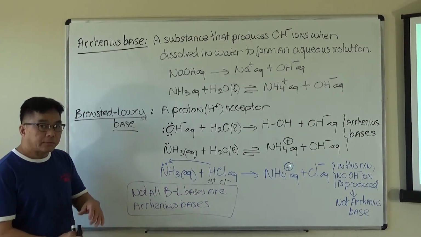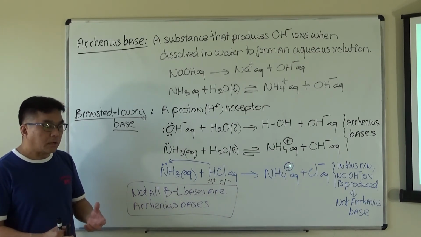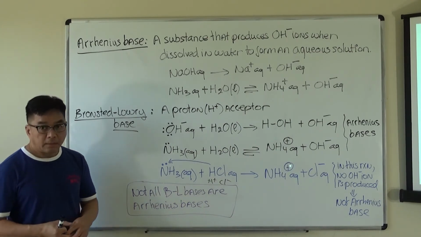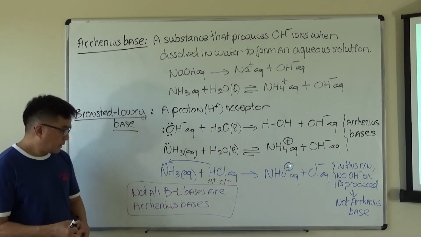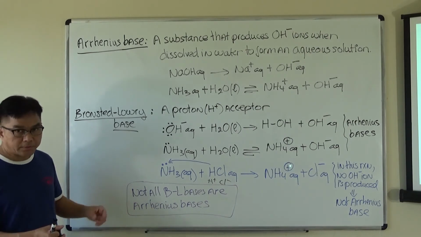So therefore the Brønsted-Lowry definition of acid and base is a little bit broader than the definition of Arrhenius acid and base. So not all Brønsted-Lowry bases are Arrhenius bases, but all Arrhenius bases are Brønsted-Lowry bases.